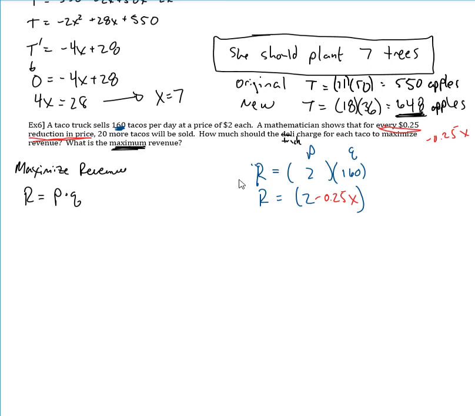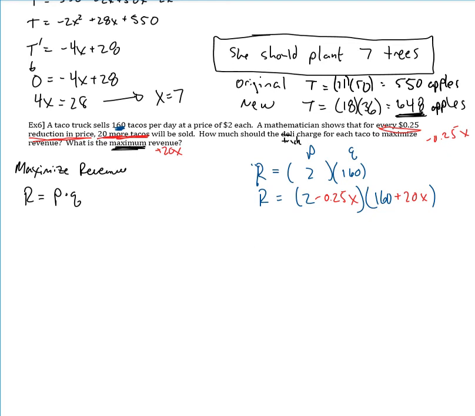20 more tacos will be sold. So the 20 more tacos, that means plus 20x, which gets added to the quantity. So we'll do 160 plus 20x. Okay, and then that's about it. Notice how similar these types of problems are. And then this is our revenue function.